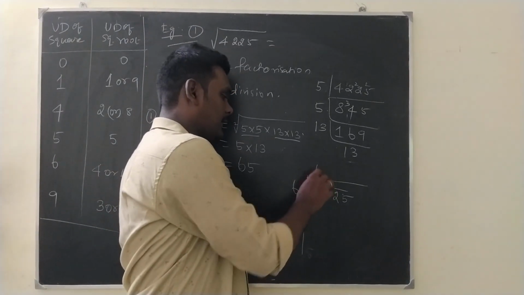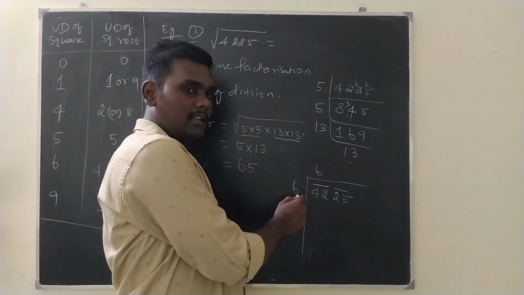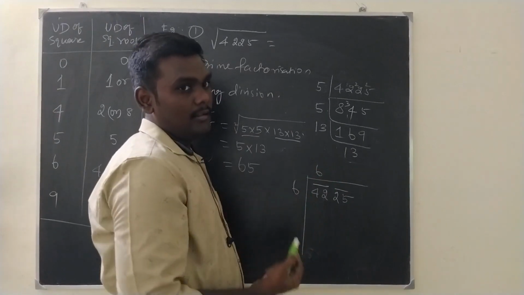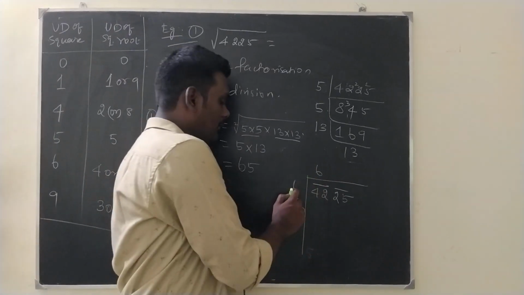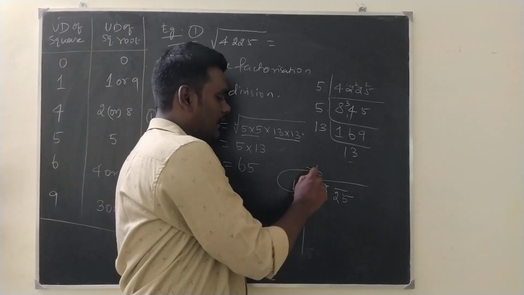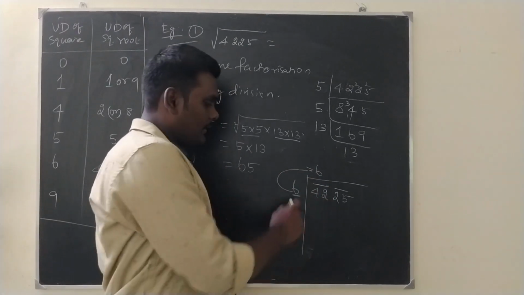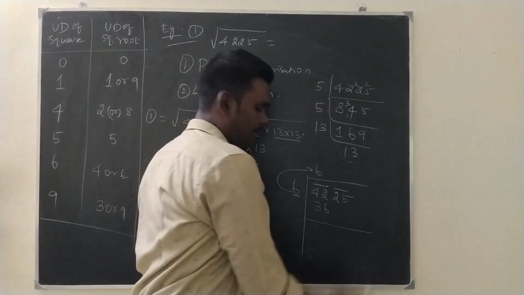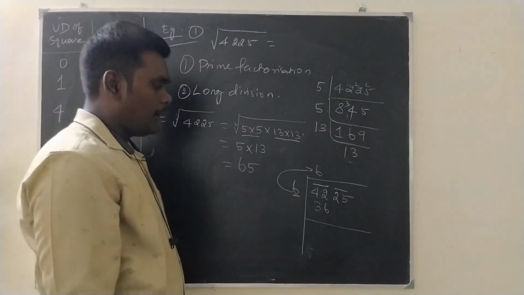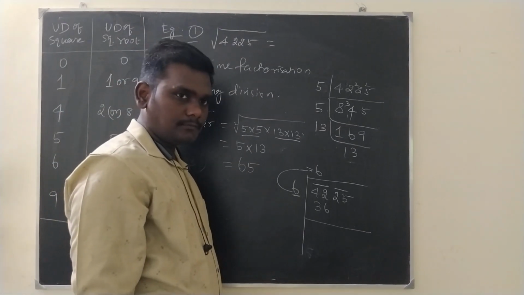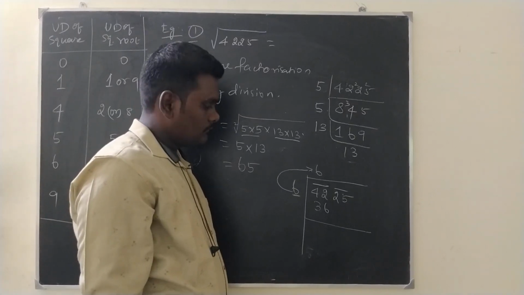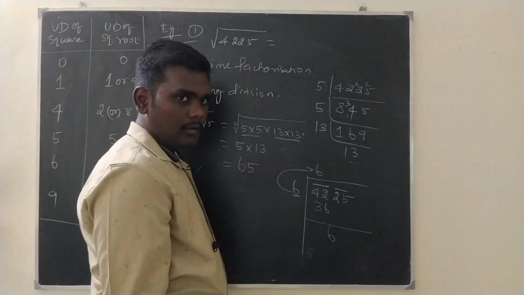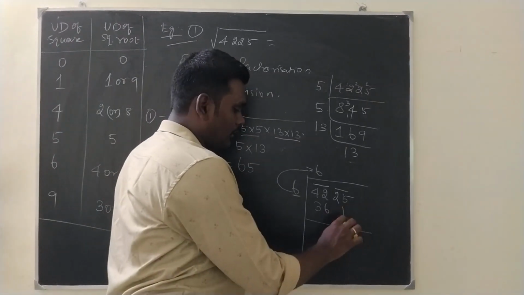So 6 times 6. Whatever number you write here has to be written upwards also. That is the procedure, because we don't know the divisor. After writing this, we multiply this number with this, and the result is written downstairs. 6 6s are 36, and subtraction happens. 42 minus 36, how much? 6. Okay, then we'll bring down the other group.